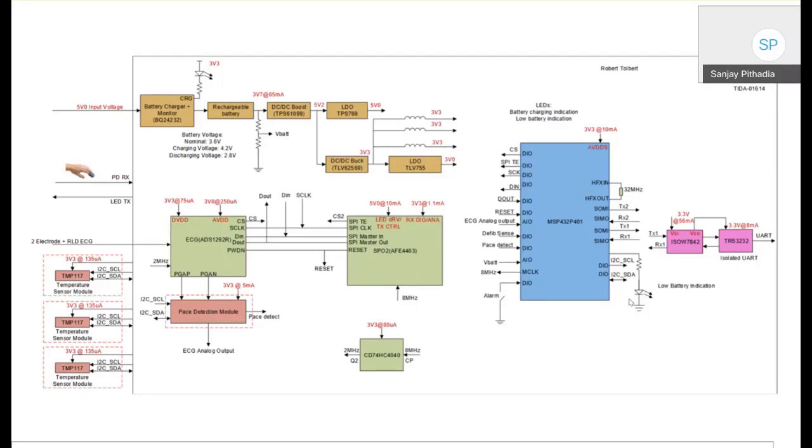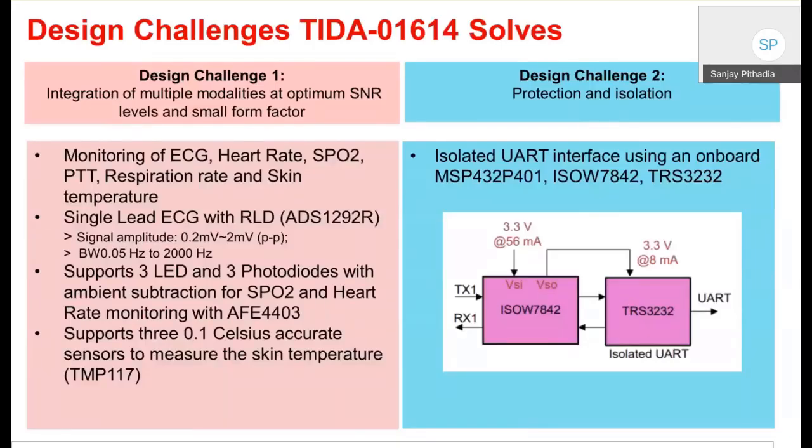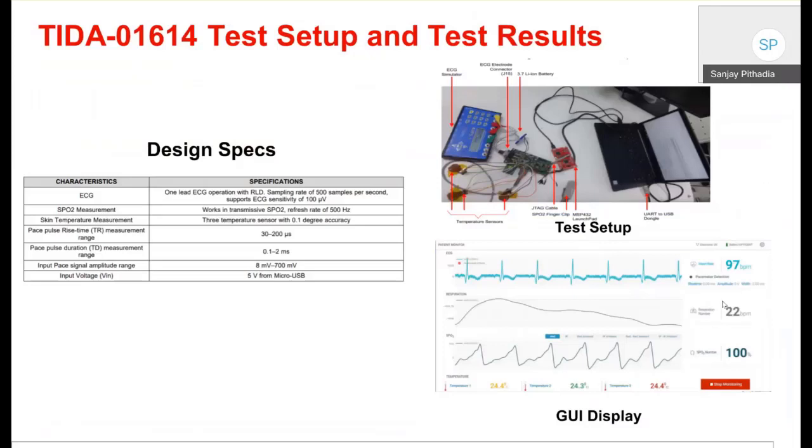And then let me show you the GUI. We have a graphical user interface which can show the ECG, the PPG, temperature readings, and respiration readings, everything available on the GUI. So this design is also TIDA-01614, which is available on TI.com, and all the Gerber files, software, design guide, everything is available with schematic and layout on TI.com. So I talked about 3 designs.